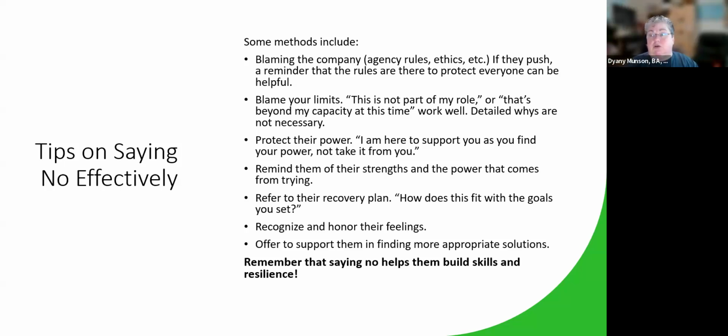Because sometimes that compulsion to, oh, I've got to fix it, is so powerful. But these are good tools. Number one, this was brought up earlier: blame the company, blame agency rules, blame the code of ethics, whatever. Blame your supervisor. If the peer pushes, a reminder that the rules are to protect everyone can be helpful.